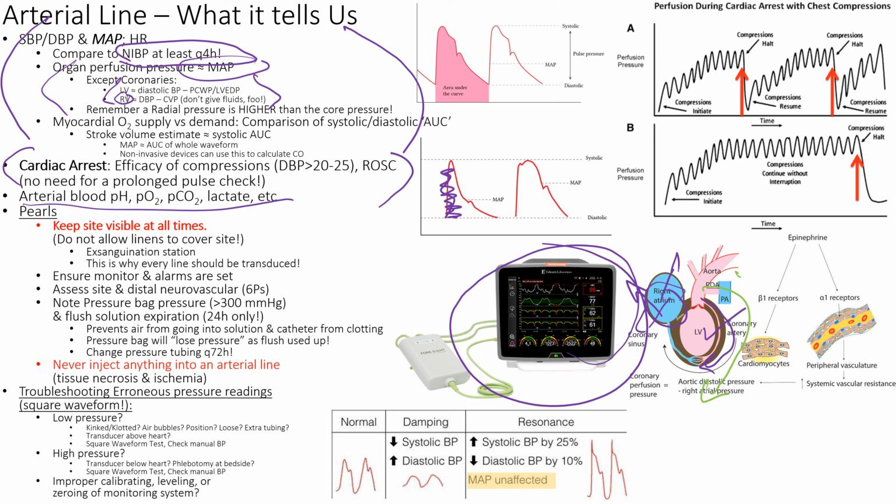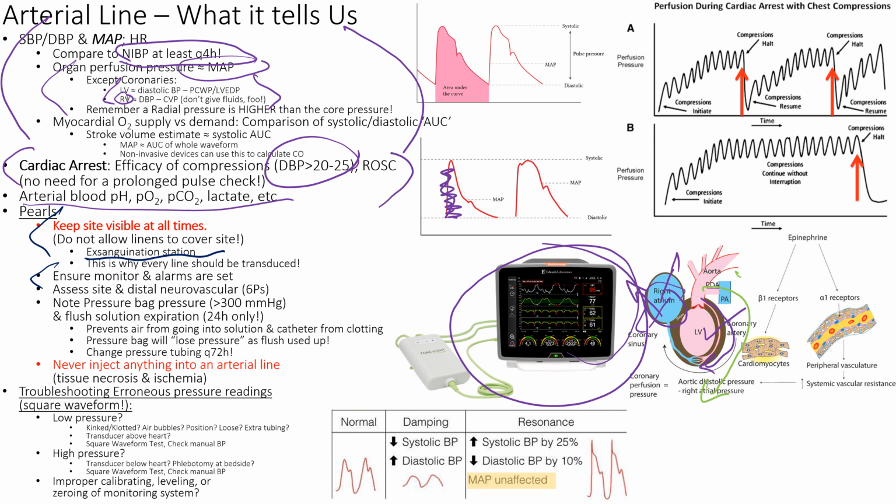And then cardiac arrest wise, we could tell if our compressions are good, right? And we could tell if we have ROSC or not based on our A-line tracing, just like our end-tidal CO2 could tell us if we have ROSC or not. All right, and the pearls to recap, want to make sure that you are keeping the site visible at all times. You're not going to cover them up and tuck them in, right? Like a Cuban cigar. My patient is nice and tucked in. They are great, right? There's an exsanguination station otherwise if that happens.